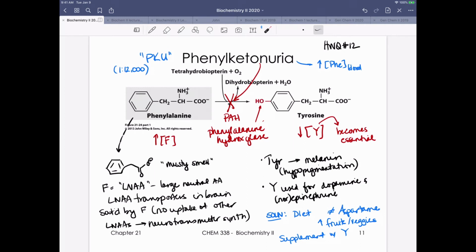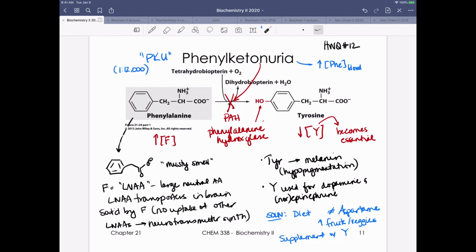Something else to think about is phenylalanine is what we call an LNAA, a large neutral amino acid. There's lots of LNAA transporters in your brain because lots of neurotransmitters are derived from both phenylalanine and tyrosine. And so when you have excess levels of phenylalanine, they are going to preferentially saturate these LNAA transporters in your brain, and we're not going to have any uptake or limited uptake of other large neutral amino acids, and that has a negative impact on neurotransmitter synthesis.